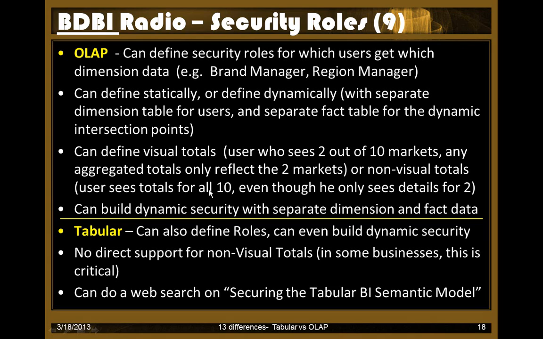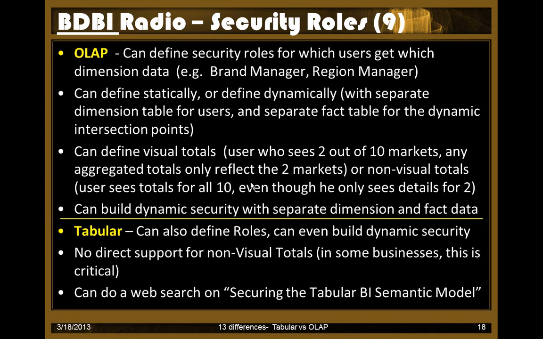I'll come back to my slide deck here. You might have a scenario where somebody can see 2 markets out of 10 markets. The question is, if someone runs an aggregation across all the markets, in this case they can only see 2, should the aggregated totals reflect just the 2 markets or all 10 markets, even though the person can only see 2? Now, you might say, well, since the person can only see 2 of the 10 markets, the grand total that they see should only reflect the 2 markets they have access to. Well, most of the time you'd be right. Most companies will want it that way, but certainly not all.